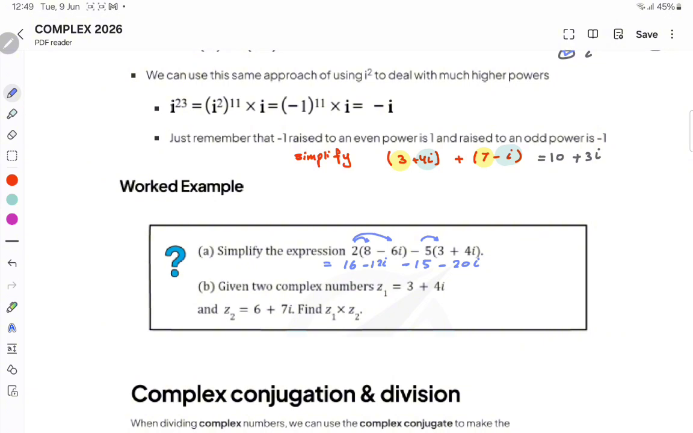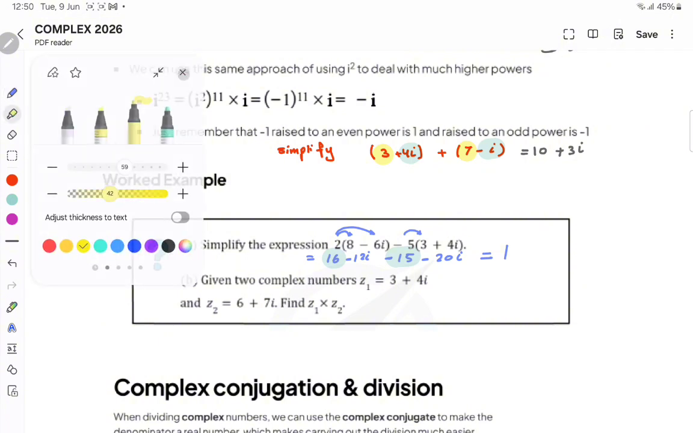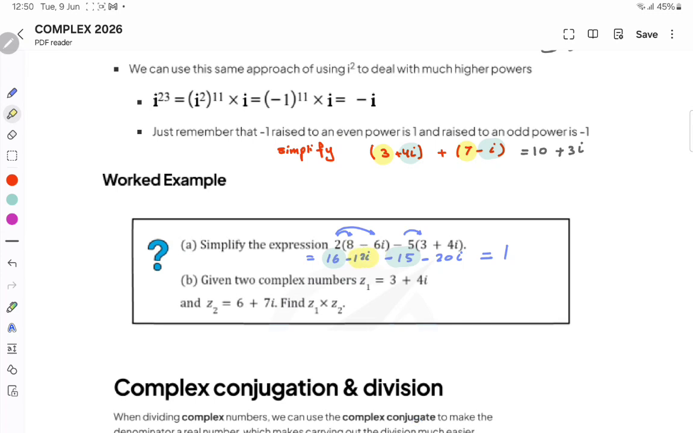Now we're just collecting real with real. Here I have 16 as a real, and here I have negative 15 as a real. So collecting the reals, it will be 16 minus 15 equals 1. And we also collect the imaginary, which involves i. I have negative 12i and negative 20i, so it will be negative 12 minus 20, which is negative 32i.